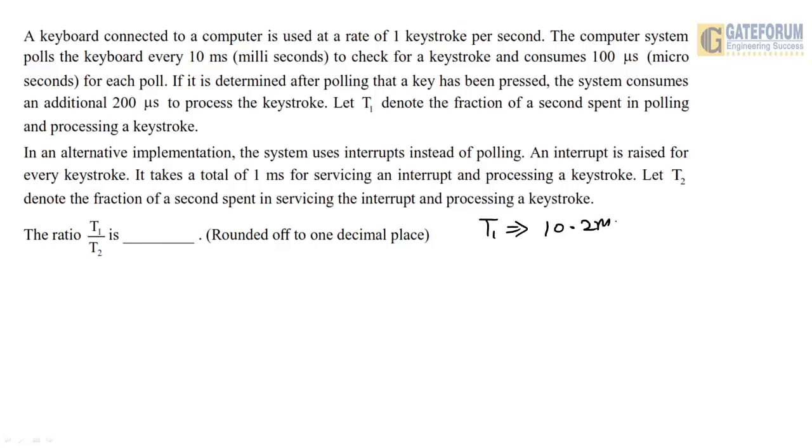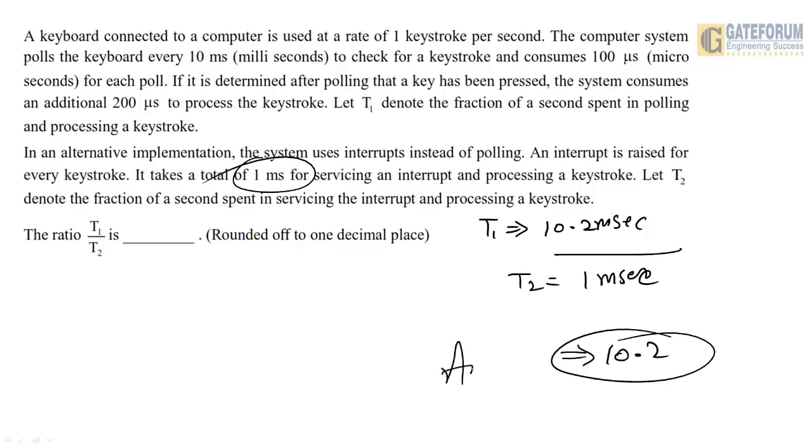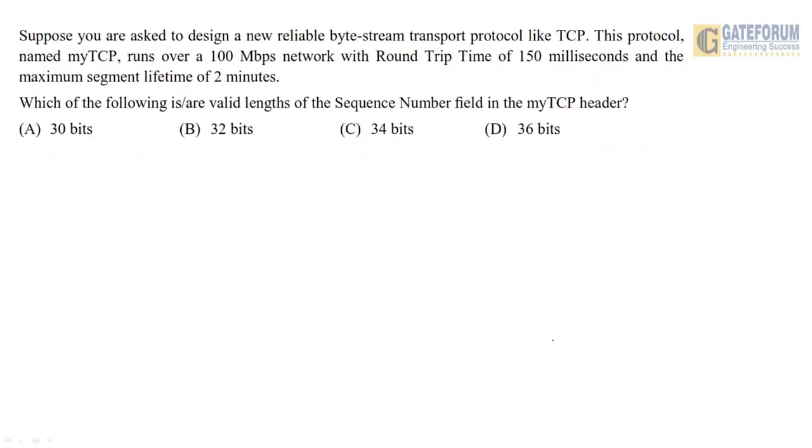And here it is clearly given that if we implement the alternative implementation, then it requires 1 millisecond. So for these keyboard interrupts, the value of T2 is directly 1 millisecond. Then T1 by T2 gives you the answer 10.2. So 10.2 is your answer. Got it?